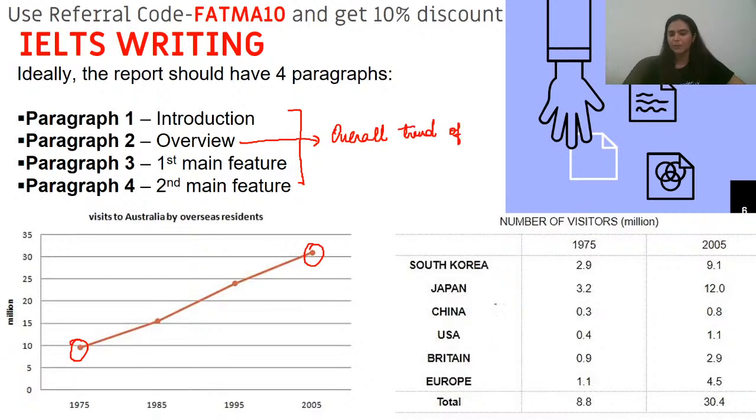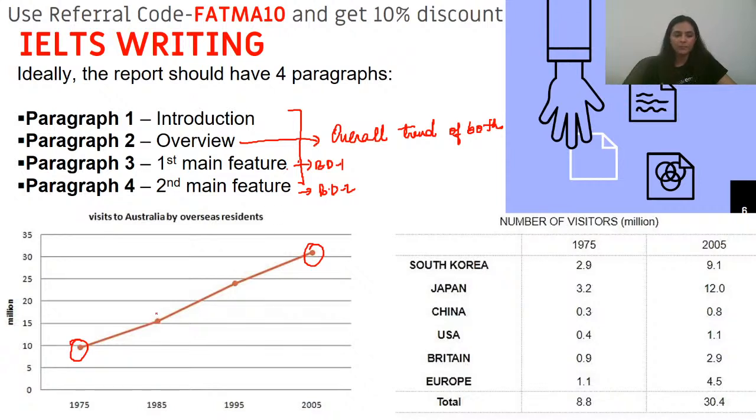For the table too, like I told you, the highest was Japan and the lowest was China, you can talk about that as well. So you will subtly introduce the overall trend of both the graphical representations in your overview paragraph. From there on, you will jump to your body paragraph 1 and body paragraph 2. To avoid confusion and avoid overlaying of information, you can individually divide both the graphical representations and talk about the detailed figures in each of them.